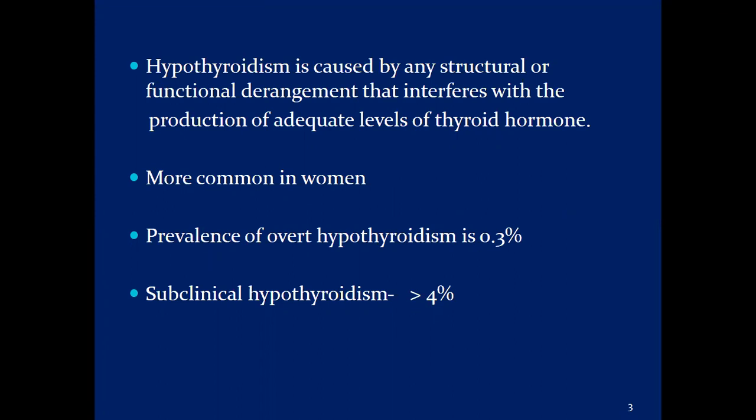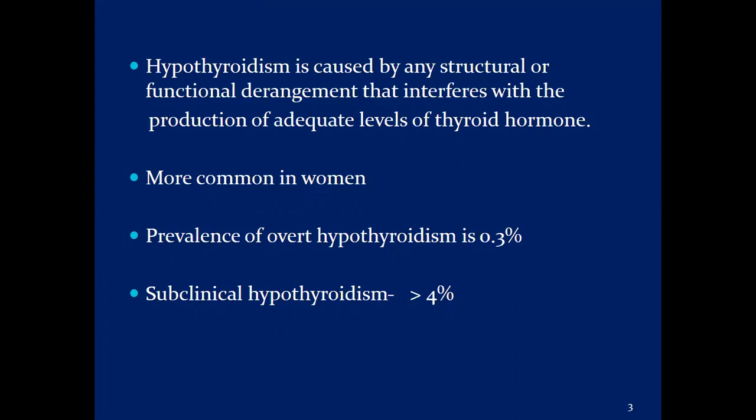Hypothyroidism is caused by any structural or functional derangement that interferes with the production of adequate levels of thyroid hormones. It is a fairly common disorder, and by some estimates, the population prevalence of overt hypothyroidism is 0.3% worldwide, and subclinical hypothyroidism is more than 4%. Subclinical means there are no symptoms, but the patient has a biochemical abnormality and signs and symptoms may not be present. In Pakistan, hypothyroidism has been reported to be about 4%.